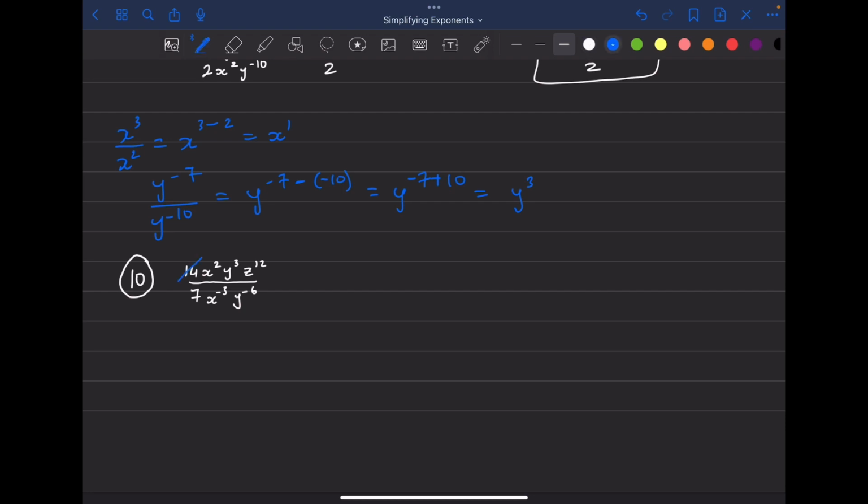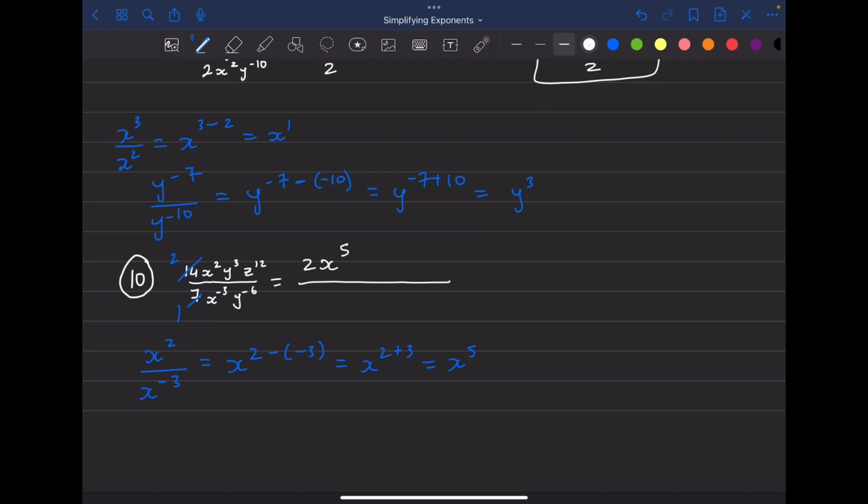So this time we can simplify both of these by 7. This becomes a 2, 7 becomes a 1. So far we have a 2 on top. And then for the x's, we have x to the power of 2 over x to the power of negative 3. So this is the exact same thing as every other time. We have x to the power of 2 minus negative 3, which is equal to x to the power of 2 plus 3, which is x to the power of 5. I can write that down now.